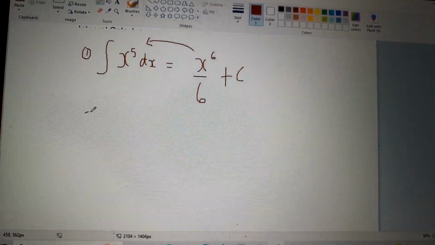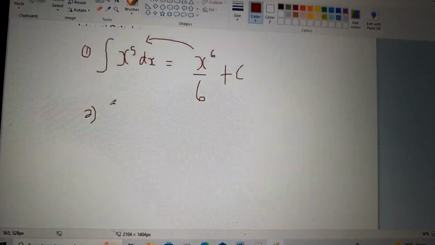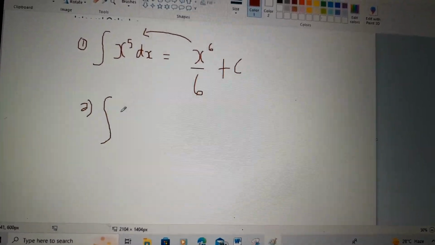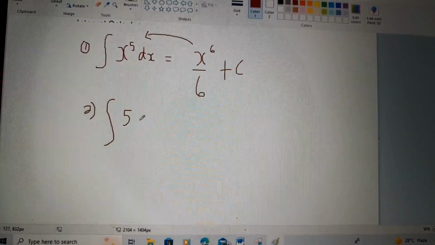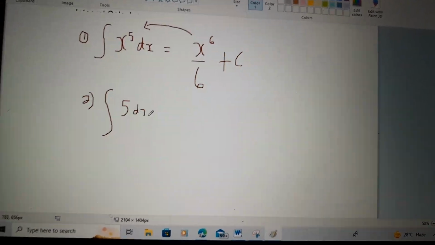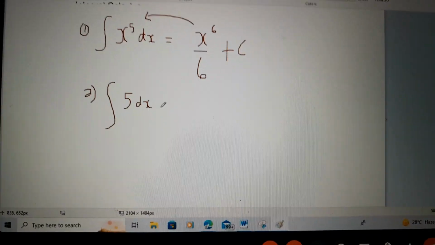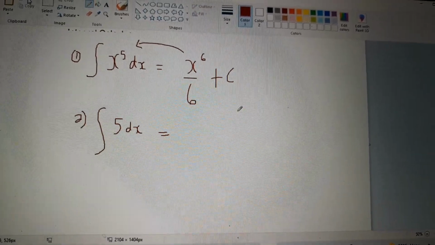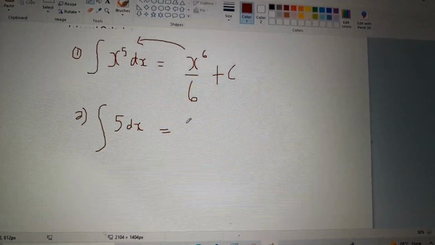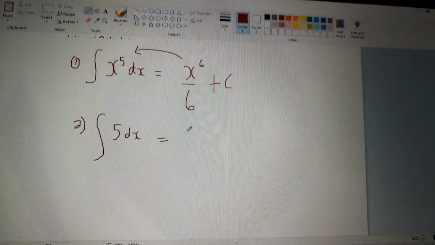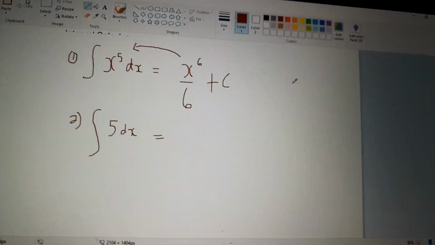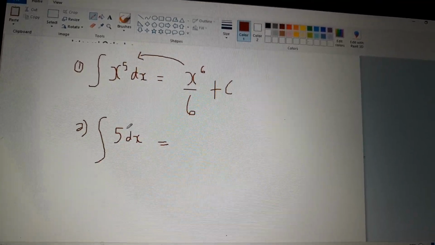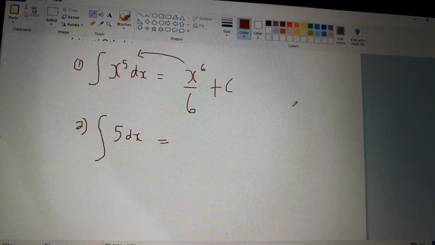The next one, the integral of 5 dx. Great. Now, what function when I differentiate it, I'll get 5? That's all you have to ask yourself. What was the original function? There's only one function when I differentiate it, I can get 5. What did it have to be?